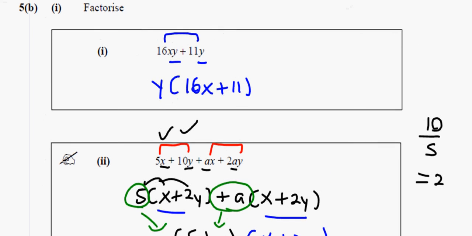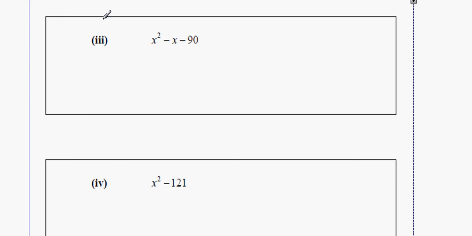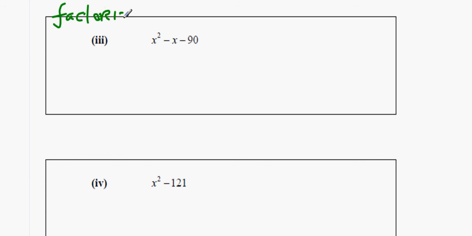Next question here is a factorize. Both these are factorized. Okay, so once again, what we know about this question is it has an x squared, an x in the middle, and a 90 at the end. So we're going to use the reference number method. So what we're going to do is multiply 1 by minus 90. So the reference number for this question is going to be minus 90.